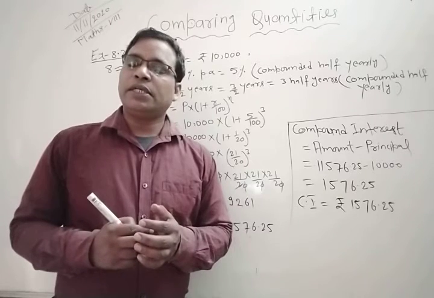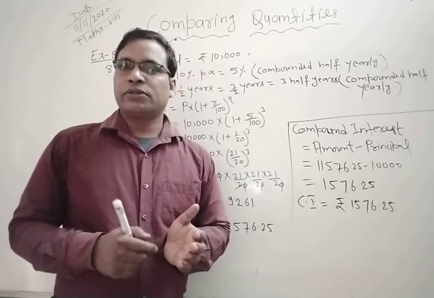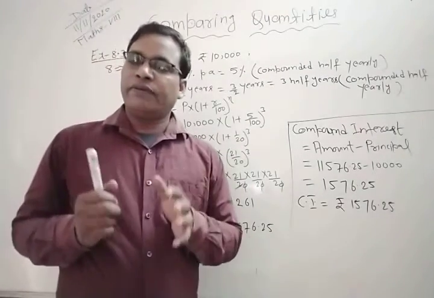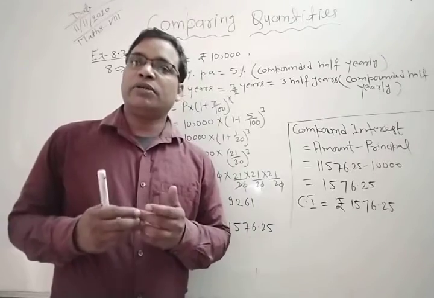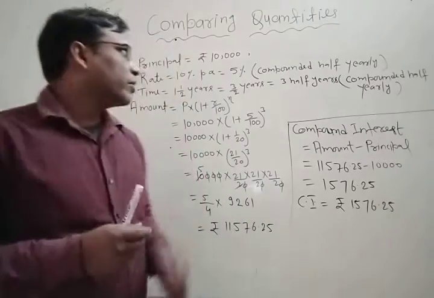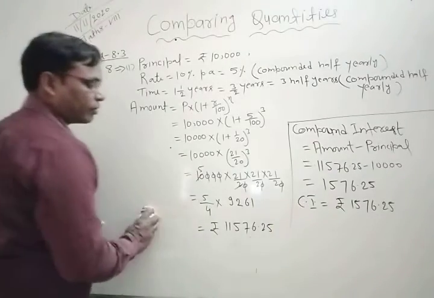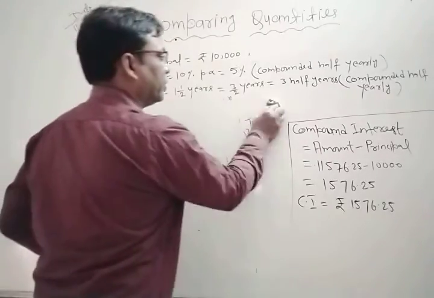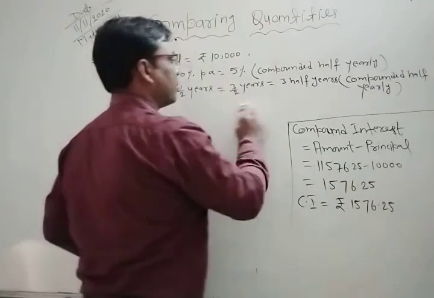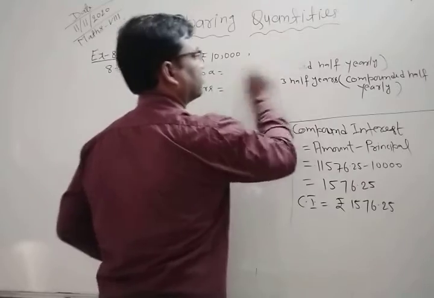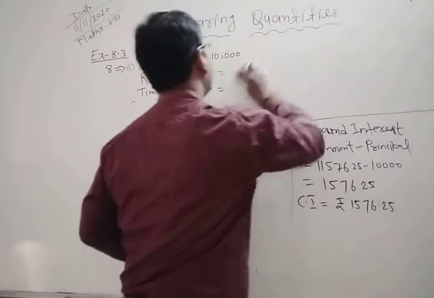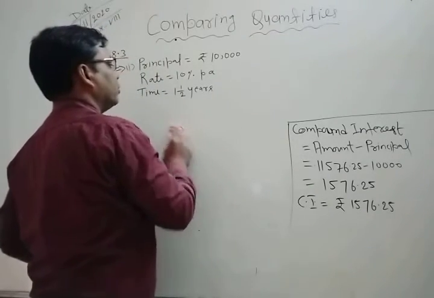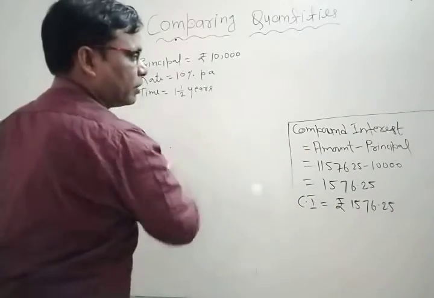Now the next part of this question is that we find the compound interest compounded annually. Okay, so let's see. First we found compound interest compounded half yearly, and now we are going to find compound interest compounded annually. Time is here only 3/2 years, compounded annually. Rate is 10%. Time is 1.5 years.